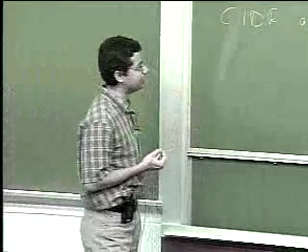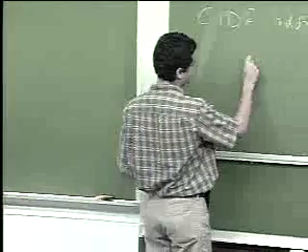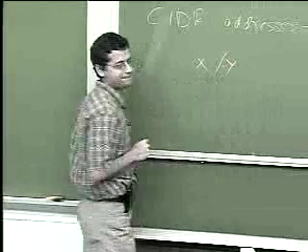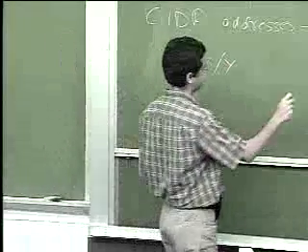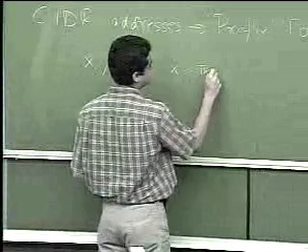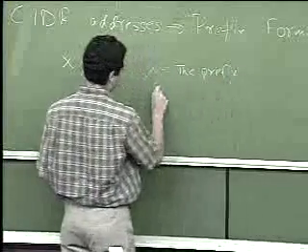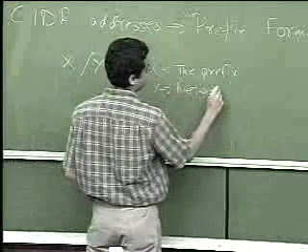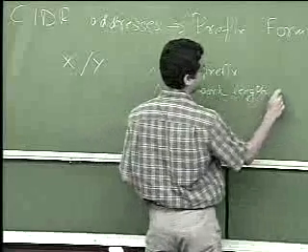So any network in the CIDR classification has an address of the form X/Y, where X is the prefix and Y is the network length in bits.